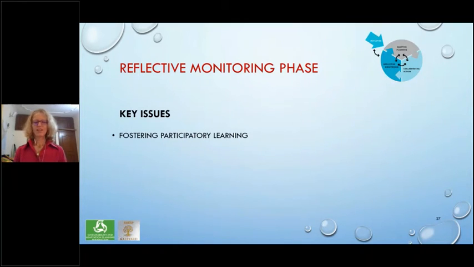So the last phase of the stakeholder engagement process model is called reflective monitoring. This is interesting. It's not actually a phase, because throughout the entire engagement process, you would need to have reflection moments. The whole idea is that multi-stakeholder processes need to foster participatory learning. Otherwise, they're really missing the point.